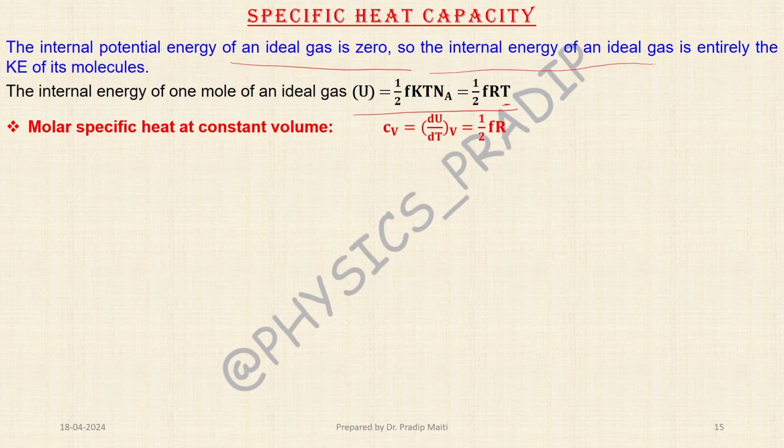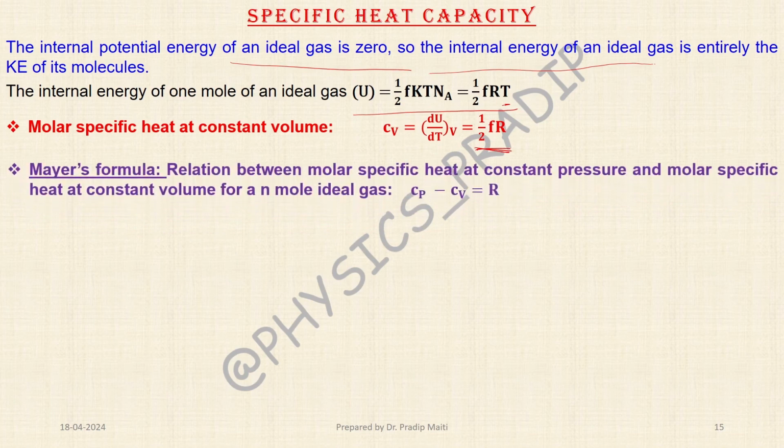Now the molar specific heat at constant volume, if we define it by Cv, so molar specific heat Cv equals dU/dT at constant volume. So if we differentiate the internal energy of the gas with respect to temperature at constant volume, it gives the molar specific heat at constant volume, and the molar specific heat at constant volume is given by 1 upon 2 FR, where F is the degrees of freedom.